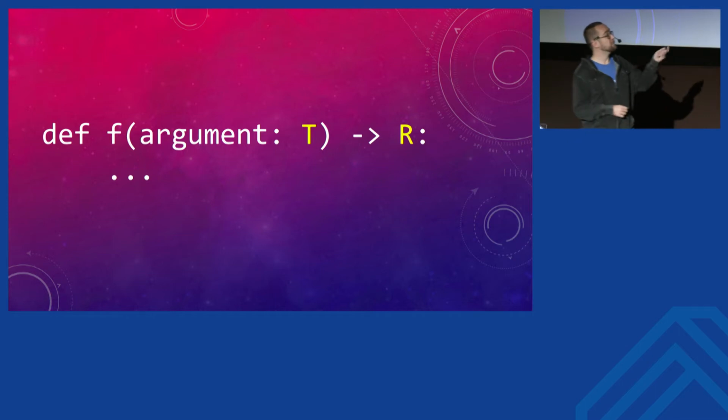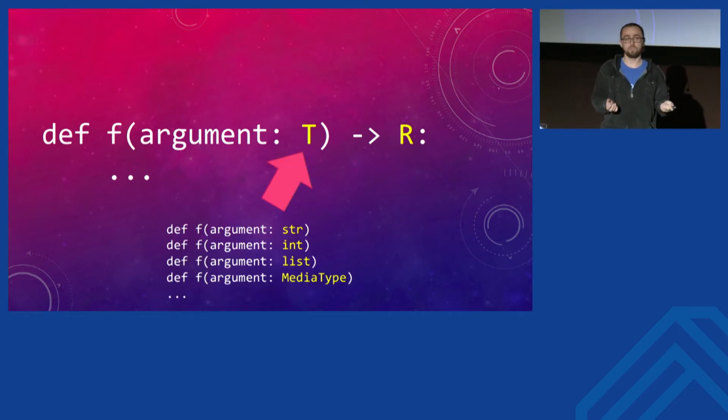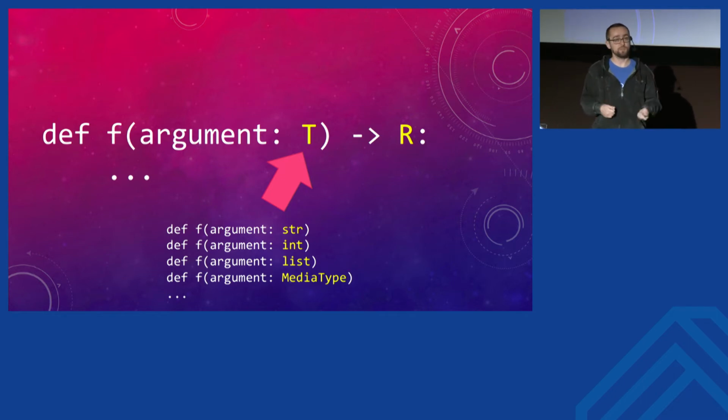So what can T be? What can R be? T can be any built-in type, like str, like int and whatnot. It can be collections, lists, whatnot. But it can be any arbitrary type that you define.